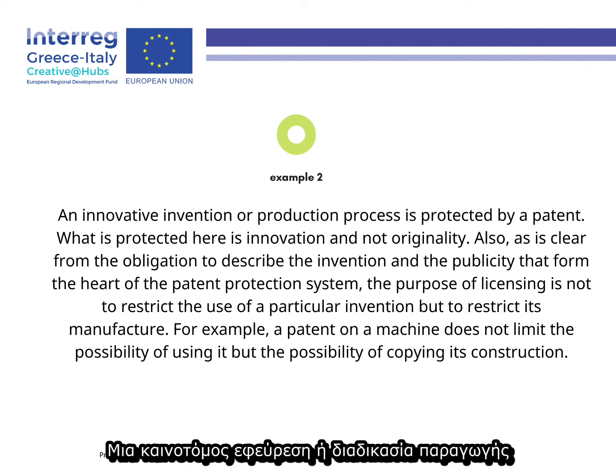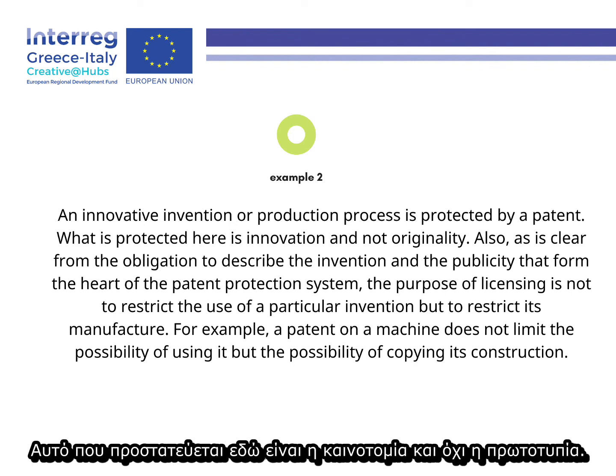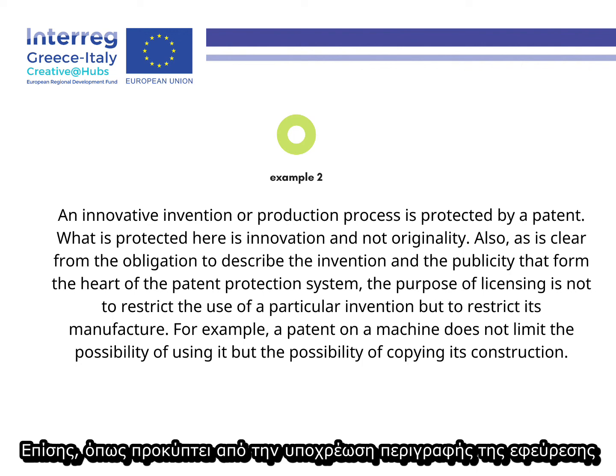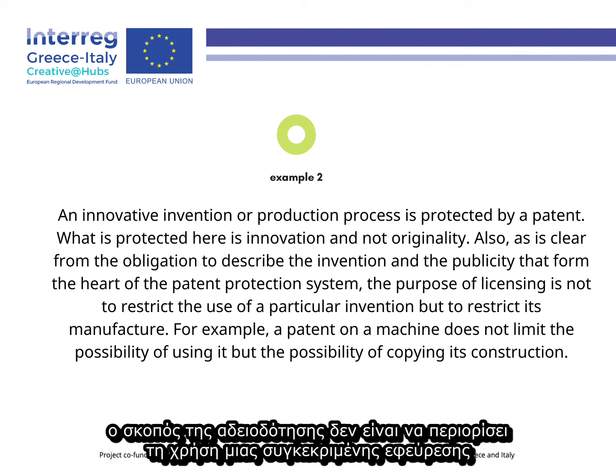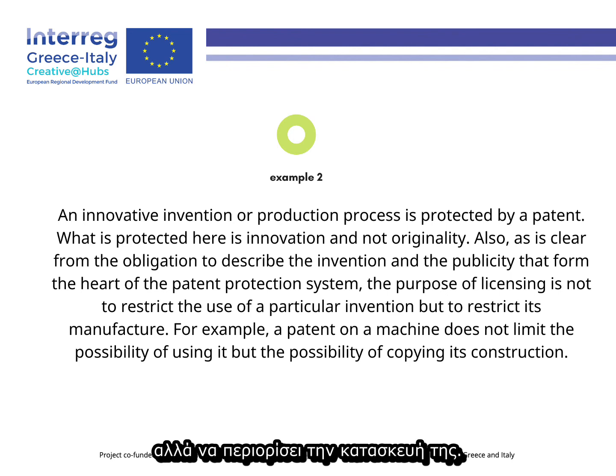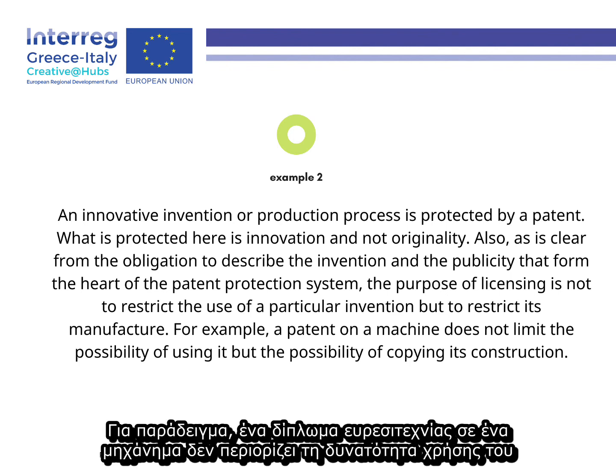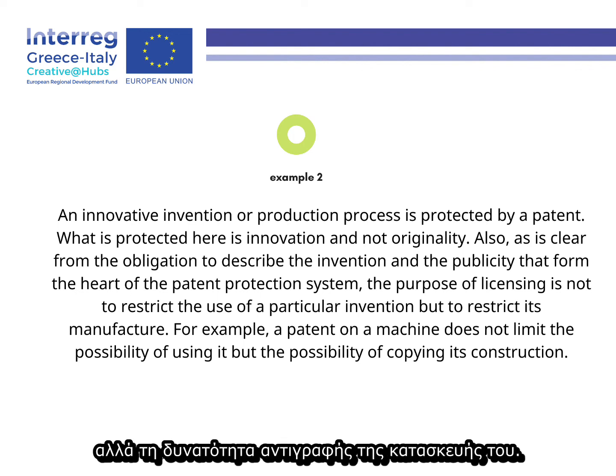Second example, an innovative invention or production process is protected by a patent. What is protected here is innovation and not originality. Also, as is clear from the obligation to describe the invention and the publicity that form the heart of the patent protection system, the purpose of licensing is not to restrict the use of a particular invention, but to restrict its manufacture. For example, a patent on a machine does not limit the possibility of using it but the possibility of copying its construction.